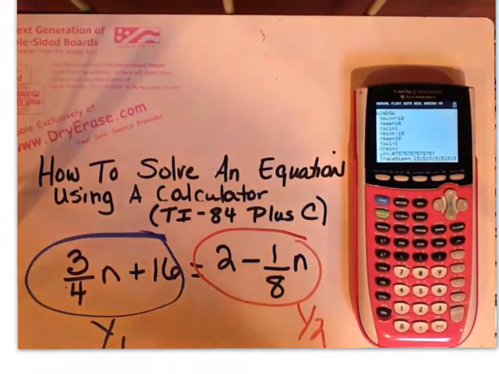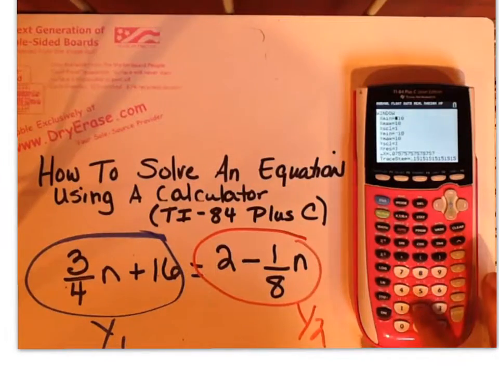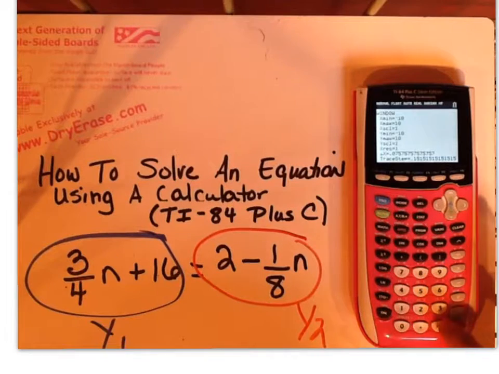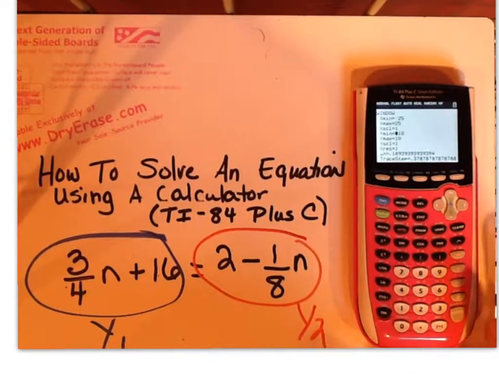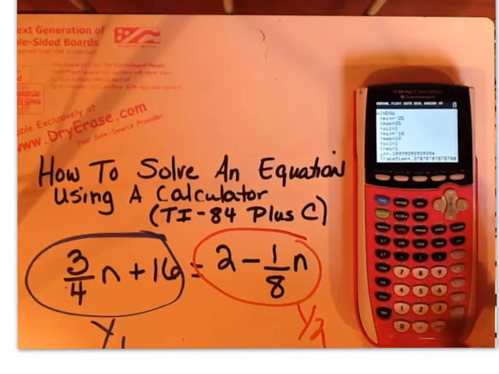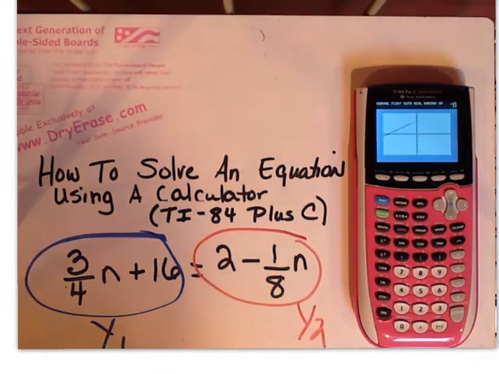And I'm just going to go up bigger than any number I have there. So my biggest number is 16. I'll go up to 25. So I do negative 25, enter, 25, enter. Then I go down here to my Y-min, negative 25, enter, 25, enter. And I'm going to hit my graph and see if I can see where those lines cross now.